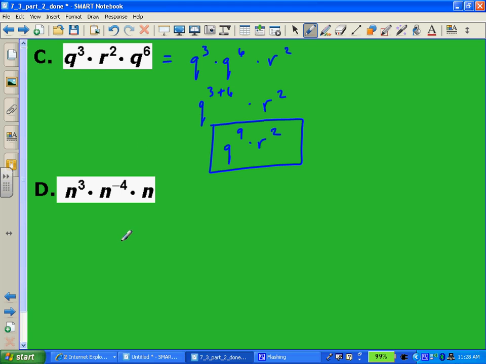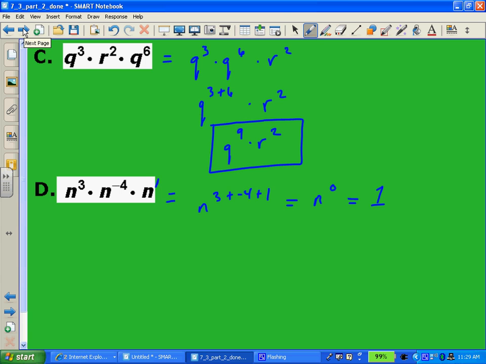I've gotten rid of having the two of the same base. Here I have all n's, so that's going to be the same as n to the 3 plus negative 4 plus, and remember, if there's not an exponent there, it's a 1. So 3 plus negative 4 plus 1. Well, 3 plus negative 4 is negative 1, plus 1 is 0, so this is actually n to the 0 power, and as we learned in 7-1, anything to the 0 power is 1. So my answer to that one would be 1.